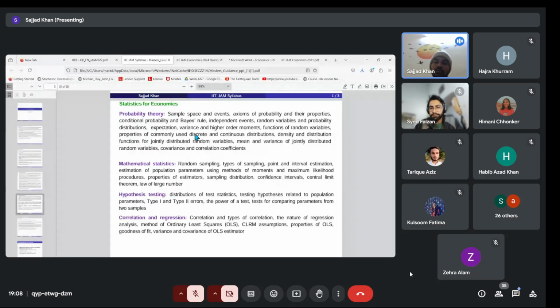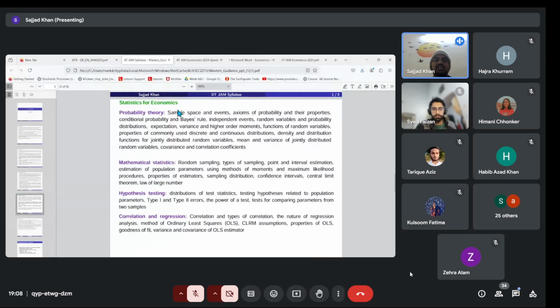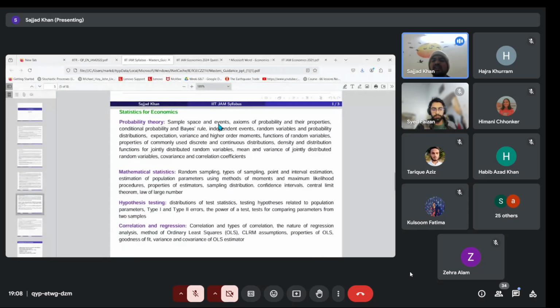know their mean, know their variance, and how to get the covariance, and the correlation coefficient and covariance. These types of questions generally don't ask about the sample space and events. Independent events are also important. Bayes' theorem in probability theory is important.